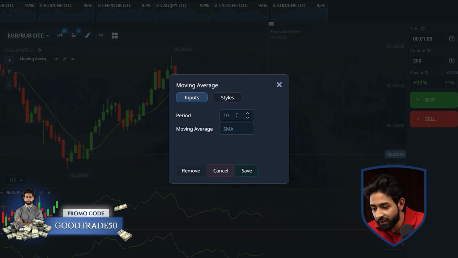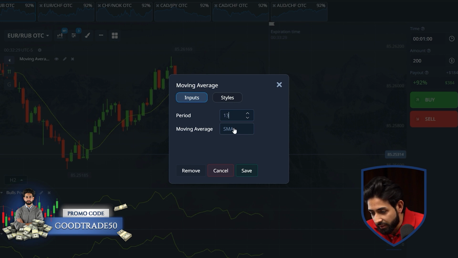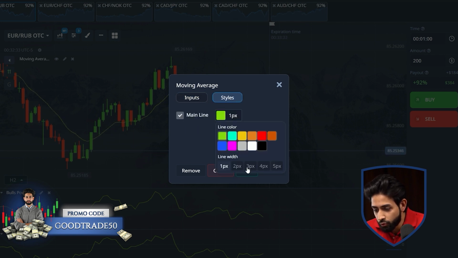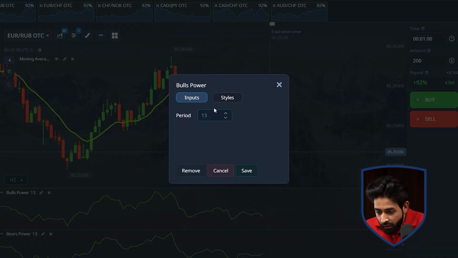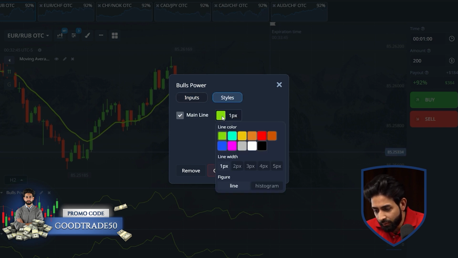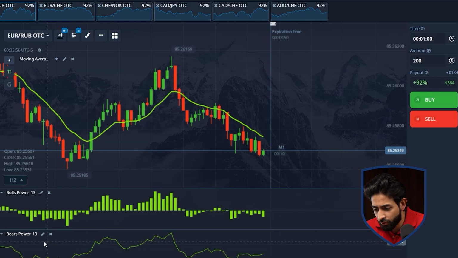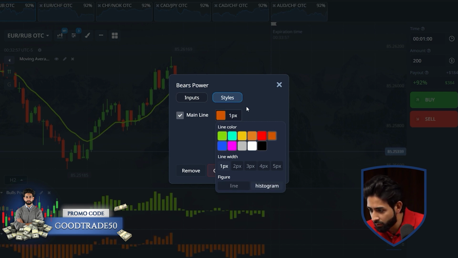Let's identify and change the style. The period for this should be, let's go with 13. The moving average is going to be EMA. The style is going to be 2 points or 3 points for more graphical representation to see it clearly. The bulls power, the period is going to be set to, actually 13 is pretty okay. Style, again we're going to go with 3 points, and histogram, actually no, 1 point is okay and histogram is okay. All right, styles again, color to orange, histogram okay, everything's looking good.